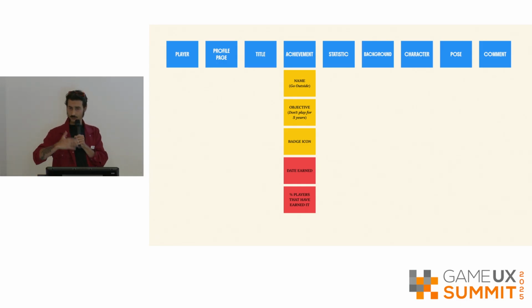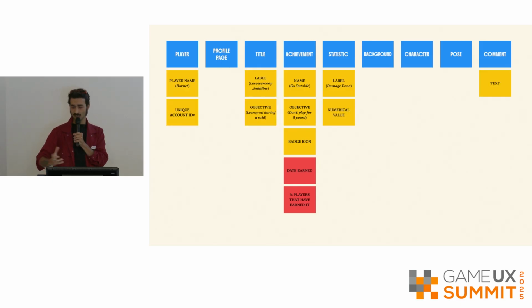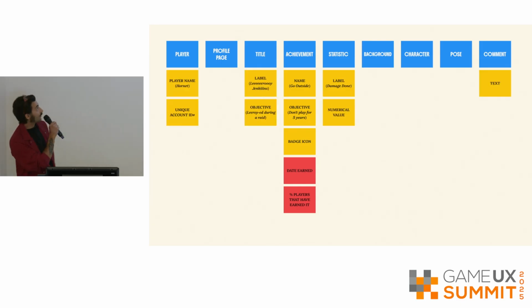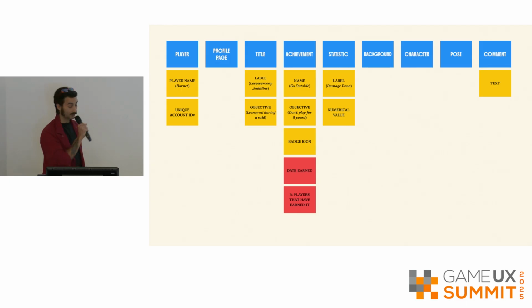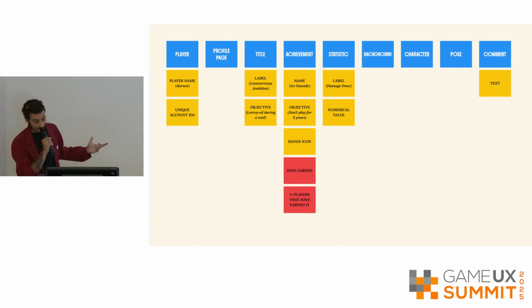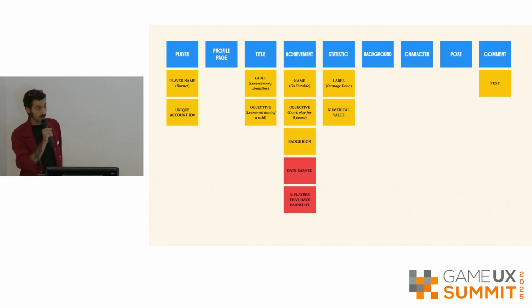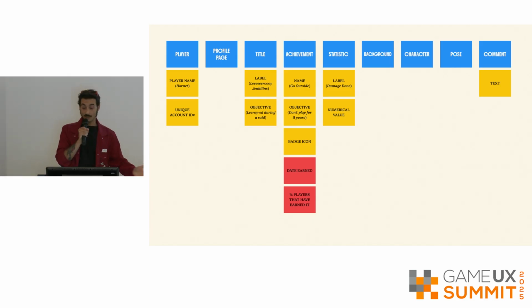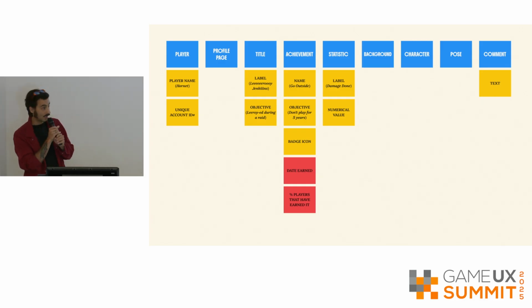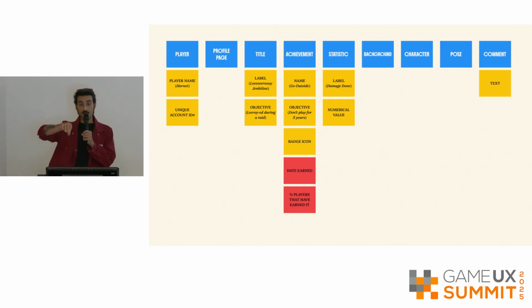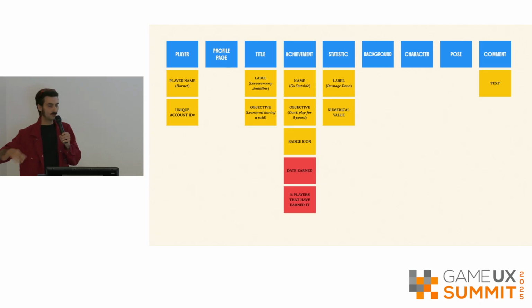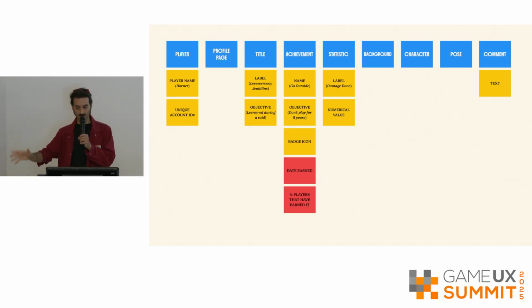So we continue this exercise. We continue adding yellow stickies to define the core elements of our objects. The player obviously has a name. Remember, it's an online multiplayer game, so we're gonna need some kind of a unique account identifier. And titles, they have a label, they have an objective, which is how we acquire the title. Statistics, they're made up of a label and a numerical value. And comments have text. These are the core elements. If you remove those core elements, these objects don't really exist anymore in our system.